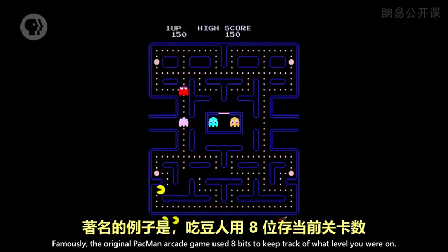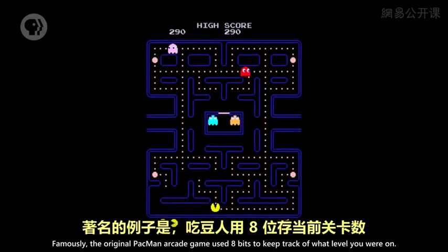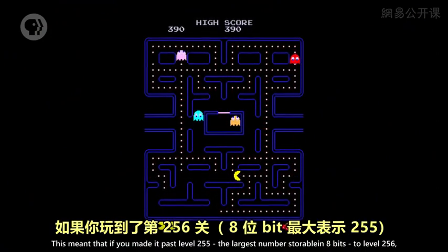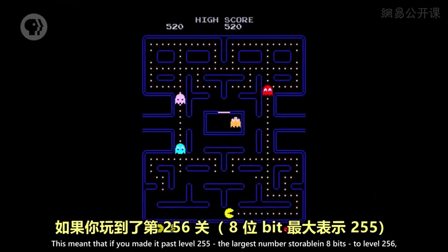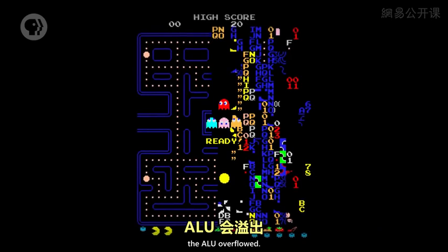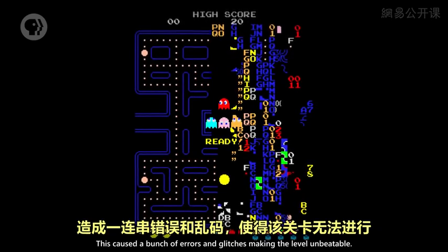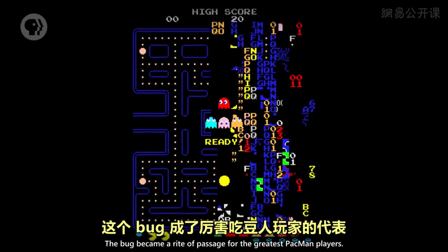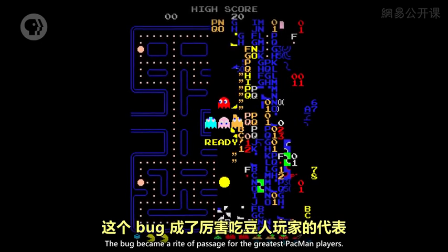Famously, the original Pac-Man arcade game used 8 bits to keep track of what level you were on. This meant that if you made it past level 255, the largest number storable in 8 bits, to level 256, the ALU overflowed. This caused a bunch of errors and glitches, making the level unbeatable. The bug became a rite of passage for the greatest Pac-Man players.